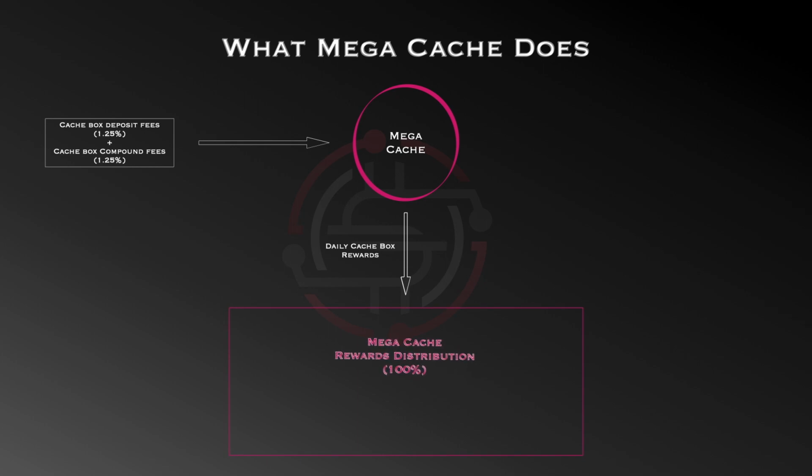30% of all of the Mega Cash's rewards goes to pay all of the Cashbox user rewards. 5% goes to add to cash liquidity. Another 5% goes to add to stack liquidity. The sweepstake pool also gets 5% of the Mega Cash's rewards. And last but not least, we have the super pool, which also gets 5% of the Mega Cash rewards. All those combine to be 50% of the Mega Cash's daily rewards.